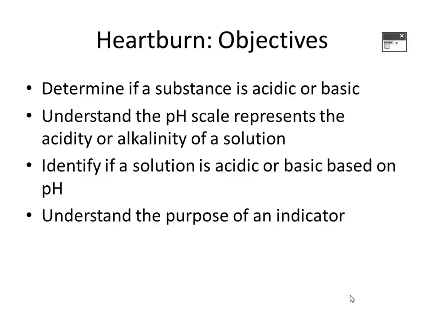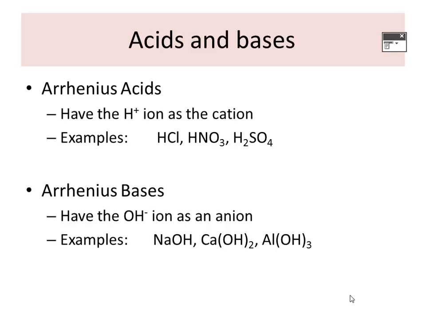Our objectives in Heartburn are that we should be able to determine if a substance is acidic or basic. We should understand that the pH scale is a representation of how acidic or how basic something is. Alkalinity is another word for basic in terms of acids and bases. We should be able to identify if a solution is acidic or basic based on the pH and understand the purpose of an indicator. And then we're going to move into our lab.